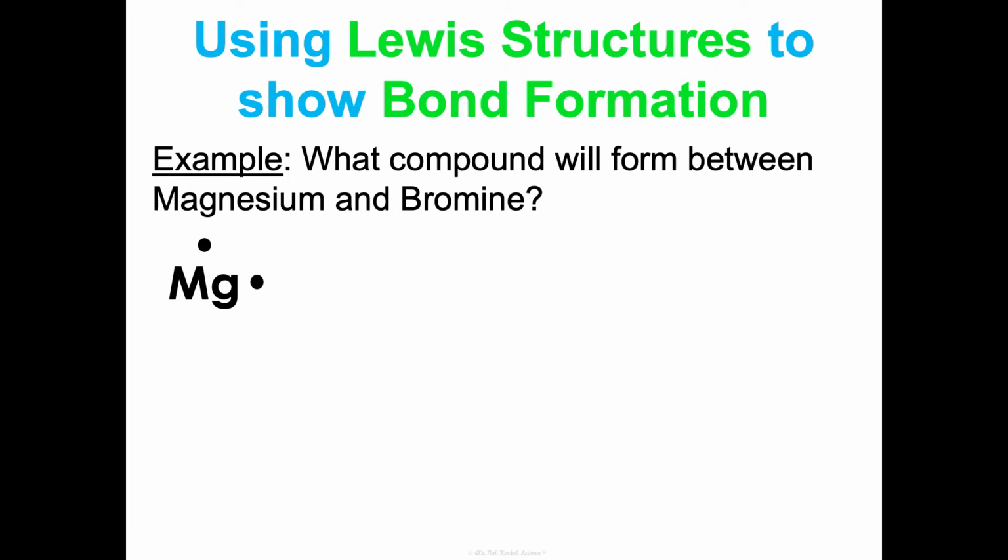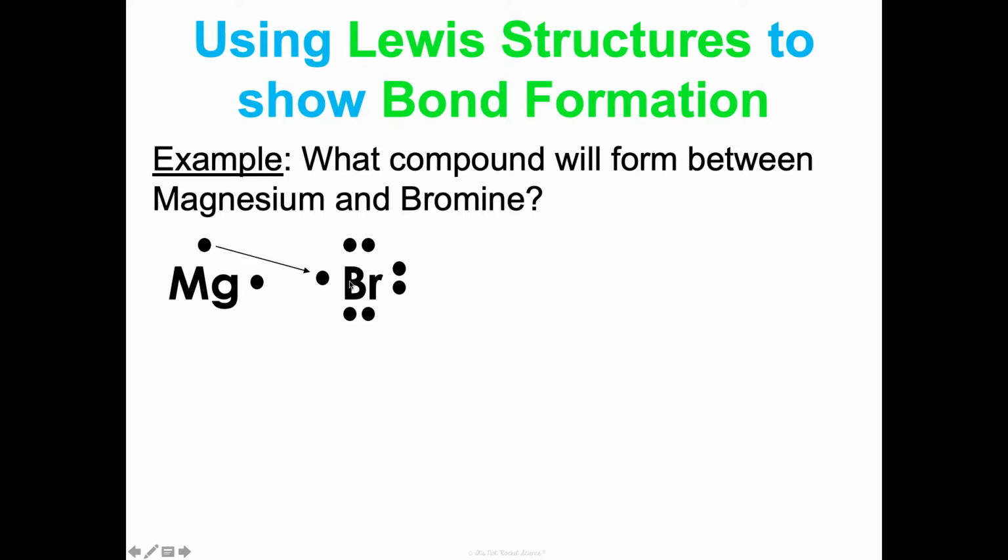Magnesium is in group 2, so it would have 2 electrons. Remember, we draw them all on their own before we pair them up. Bromine is in group 17, so it has 7 valence electrons. Okay, so we would put 1 on each side before we pair them up, so we have 1 free here. Next, we're going to transfer e- using an arrow from the metal to the nonmetal. So from magnesium to bromine, this would come and pair up here.